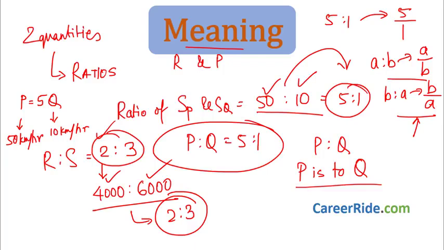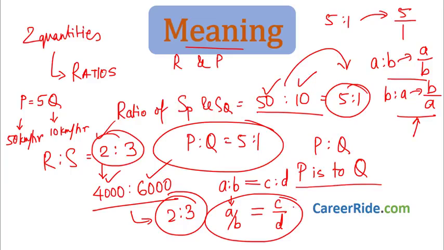Now, what is the meaning of proportion? Whenever we compare two ratios or equate two ratios, we call it proportion. So say we have two ratios, A is to B and C is to D. A is to B can be written as A upon B, and C is to D can be written as C upon D. When we equate these two ratios, we call it proportion.